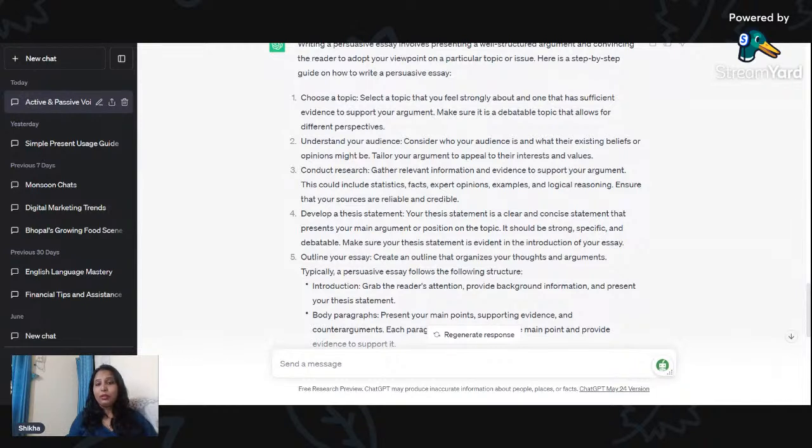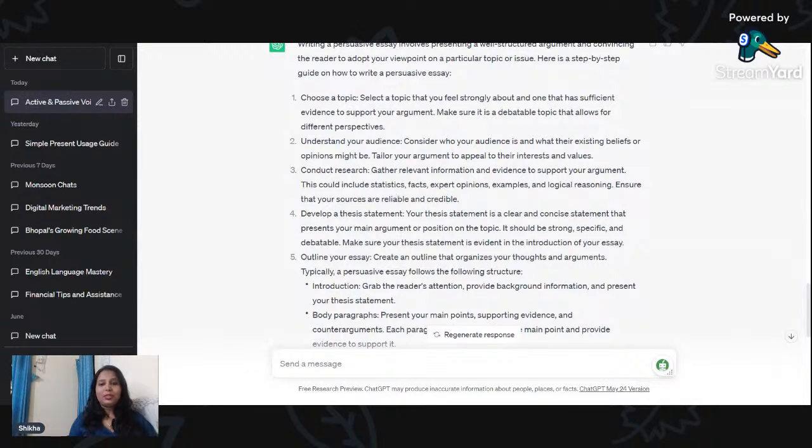Understand your audience. Of course, it is very important for us to understand our audience. Consider who your audience is and what their existing beliefs or opinions might be. So maybe your audiences are women or children or old people or maybe teenagers. So accordingly, your viewpoint should change, your presentation of the essay would be changing. Now conduct research, gather relevant information and evidence to support your argument.